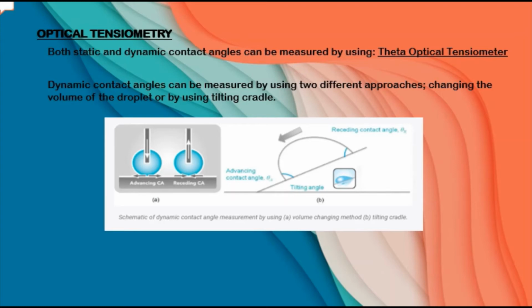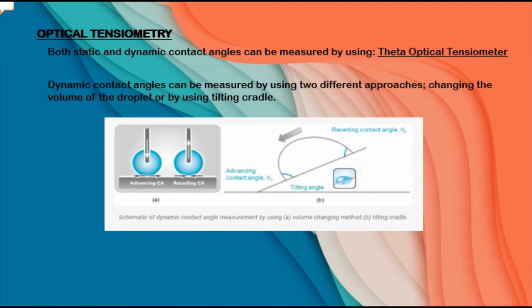The figure below shows the principle of the volume changing method. In short, a small droplet is first formed and placed on the surface. The needle is then brought close to the surface and the volume of the droplet is gradually increased while recording at the same time. This will give the advancing contact angle. The receding angle is measured the same way, but this time the volume of the droplet is gradually decreased.